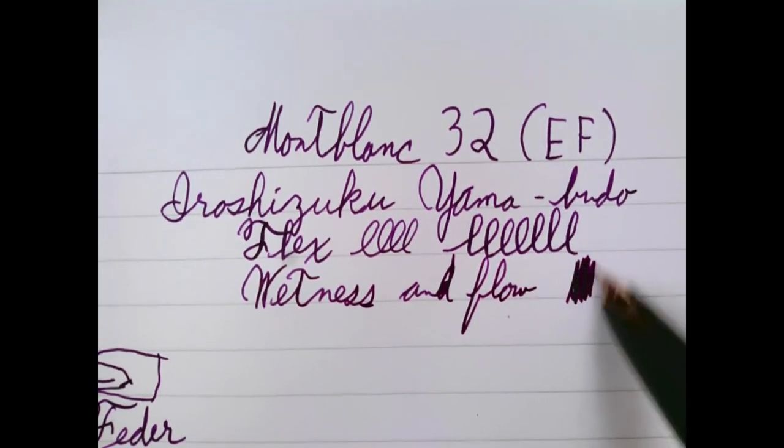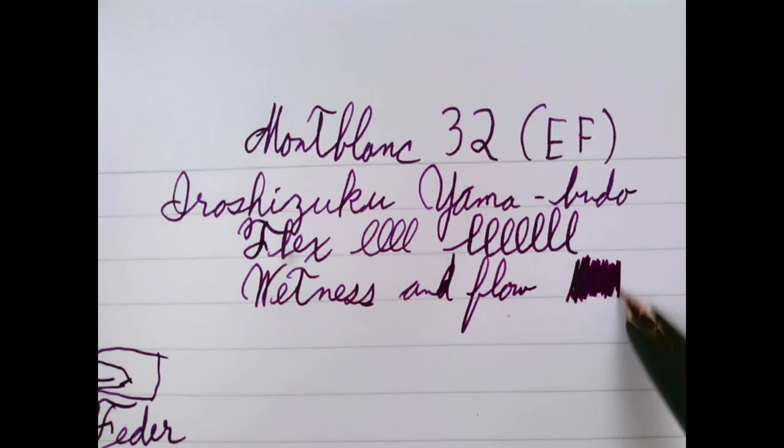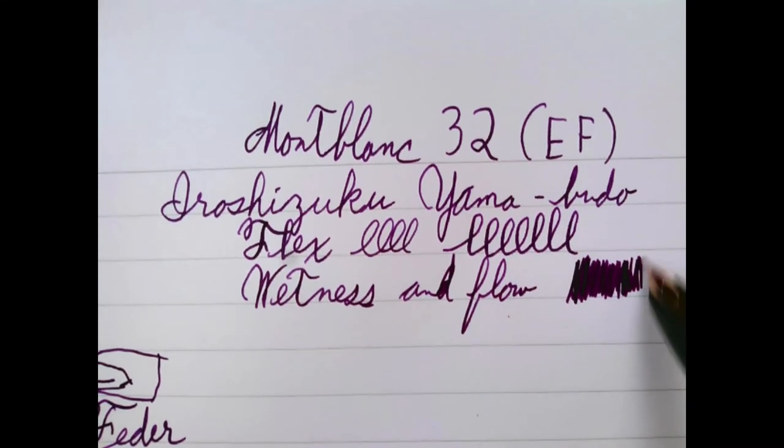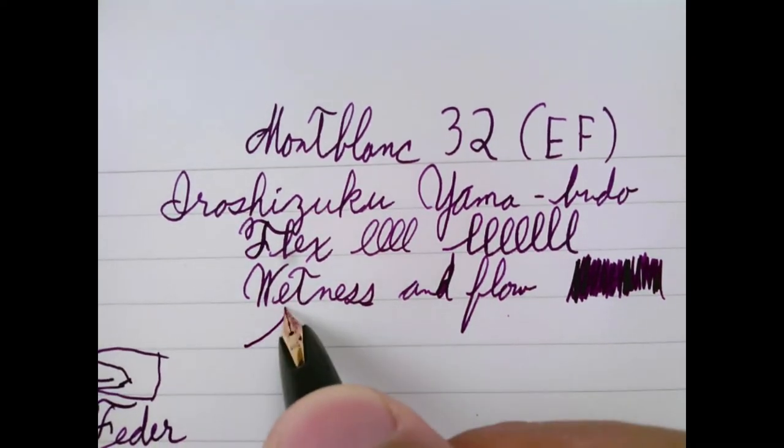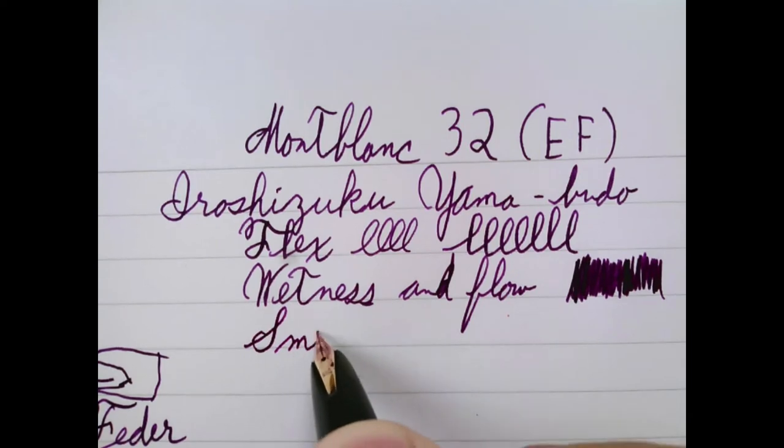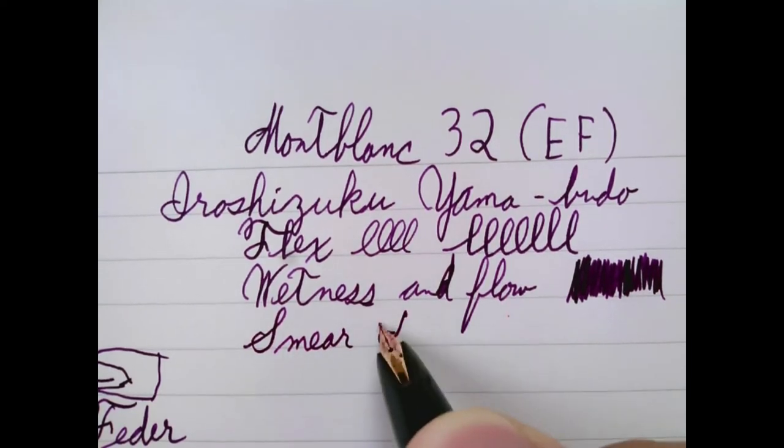I mean, this pen keeps up like a champ. It may be an extra fine, but it's very smooth, and it lays down a pretty good amount of ink. It's wet. Now again, this is partly due to the ink that's in it, but you can get a hint of that from the smear test.